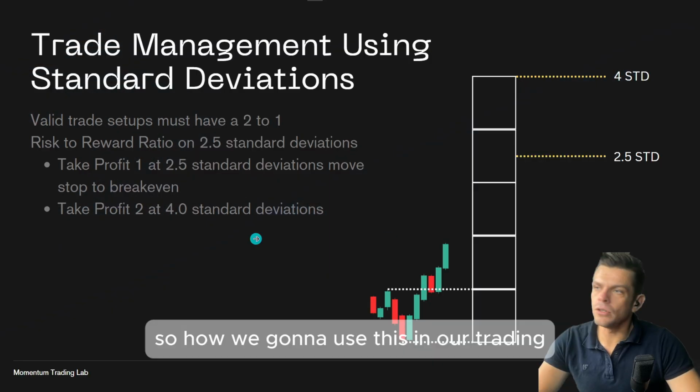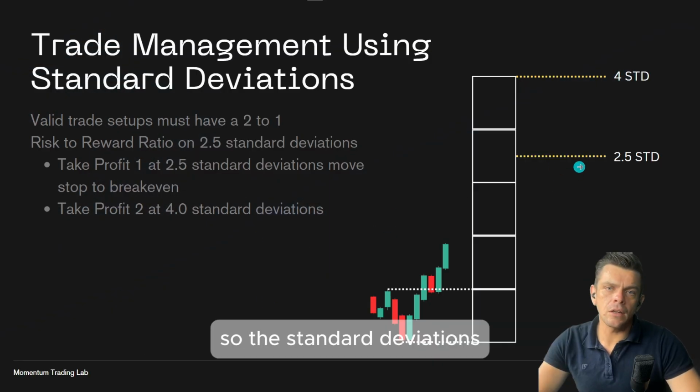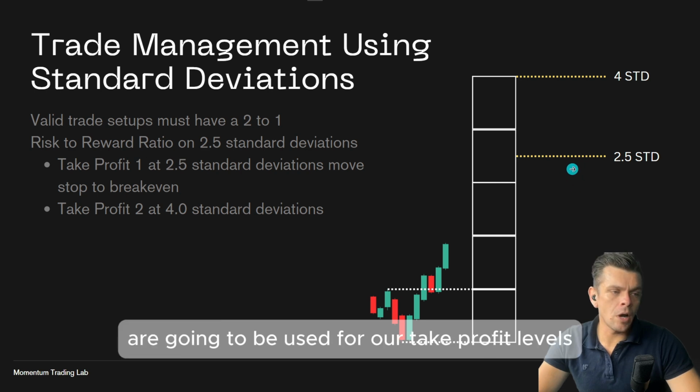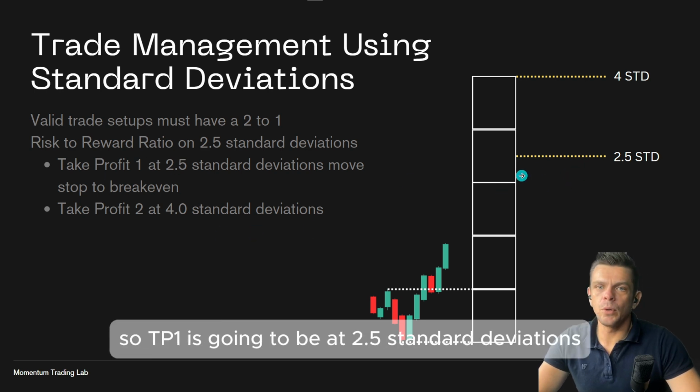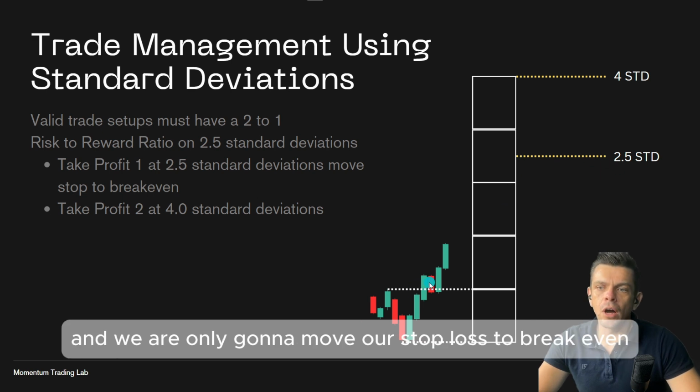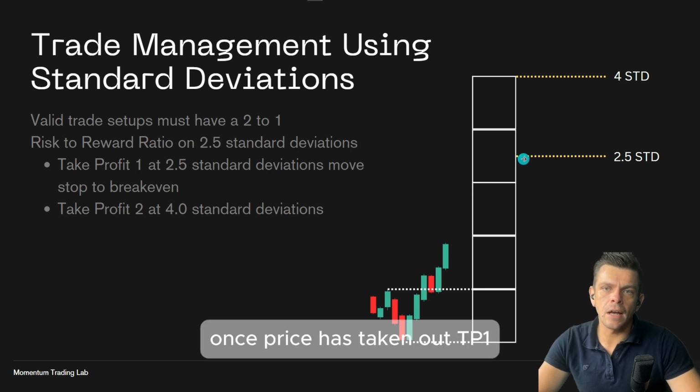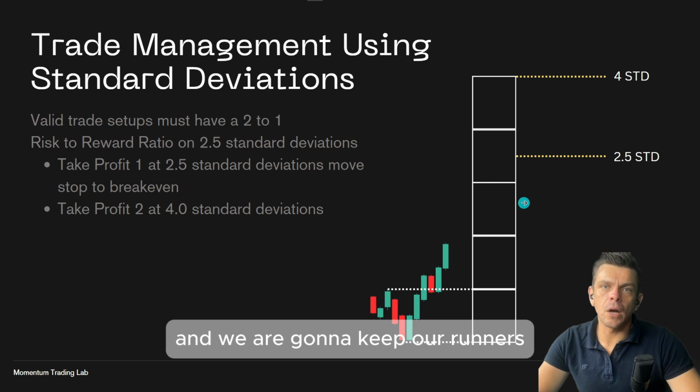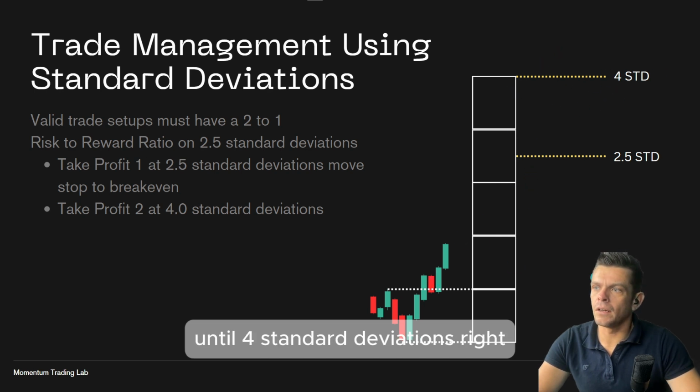So how are we going to use this in our trading? So the standard deviations are going to be used for our take profit levels. So TP1 is going to be at 2.5 standard deviations, and we are only going to move our stop loss to break even once price has taken out TP1, which is 2.5 standard deviations, and we are going to keep our runners until 4 standard deviations.